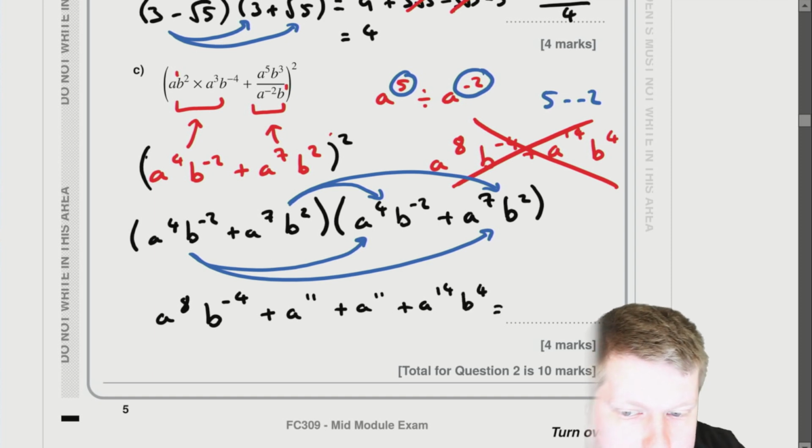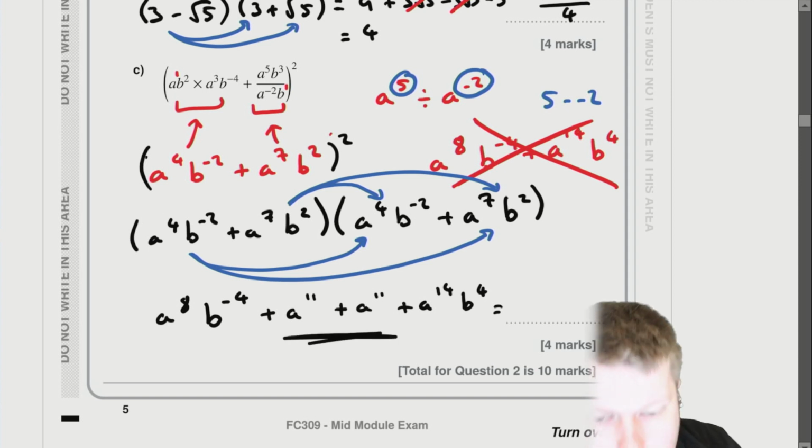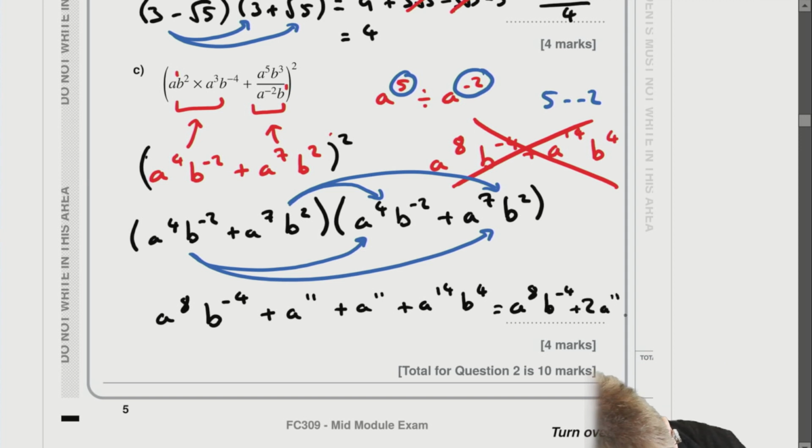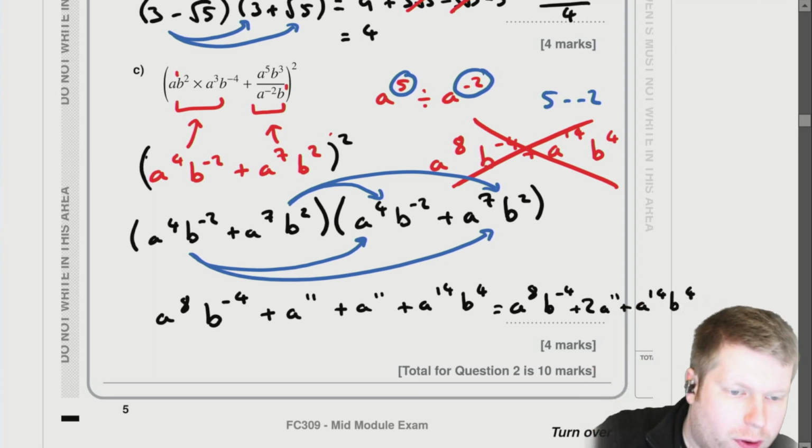Now you just need to simplify this ever so slightly by realising there's two a to the 11s in the middle. So as a result, this should give you a to the 8, b to the negative 4, plus 2 a to the 11, plus a to the 14, b to the power 4. Okay, and that should be the final answer there.